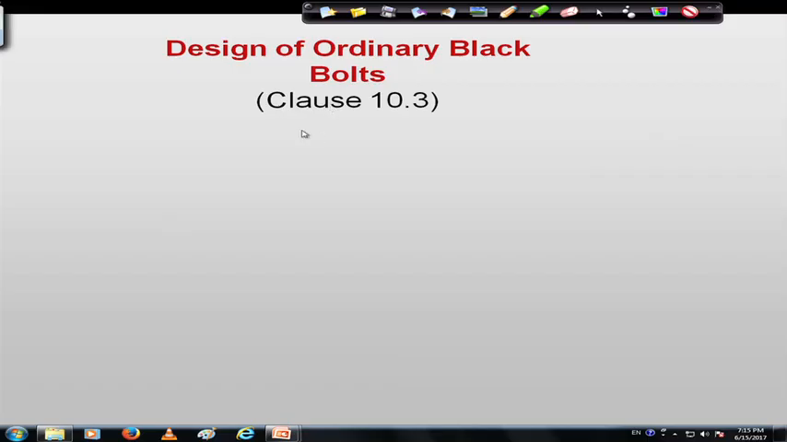I will start from this. Now I am going to discuss the design of ordinary black bolts. This is given in clause 10.3 of IS 800.